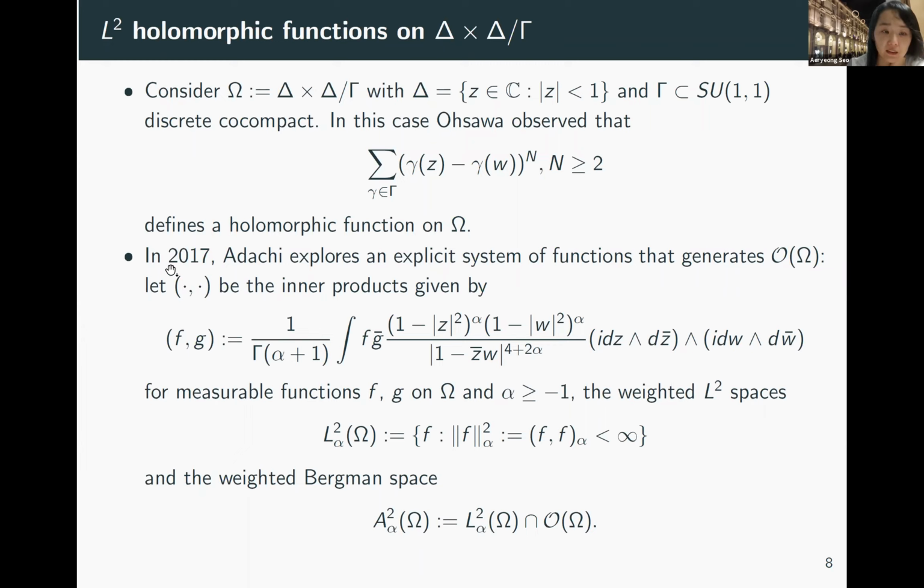And with this observation, in 2017, Adachi explored an explicit system of functions that generate the set of holomorphic functions. So here we give an inner product given by like this with the weight, and we can define the weighted L2 spaces like this. And then the weighted Bergman space is the intersection of the set of holomorphic functions and the weighted L2 spaces.